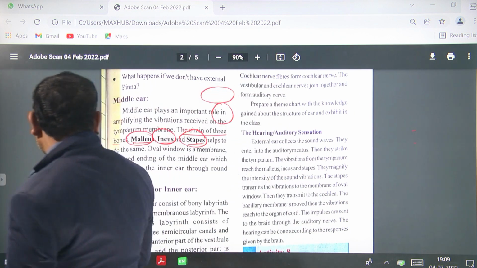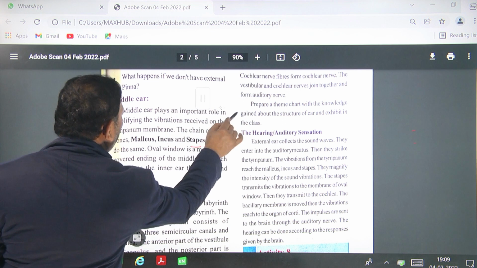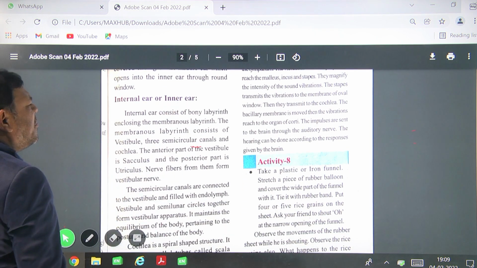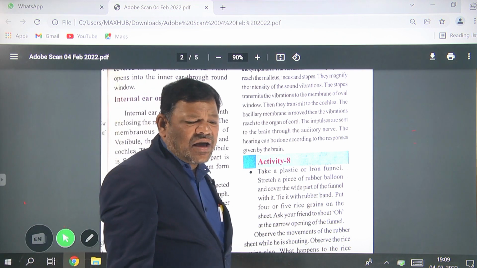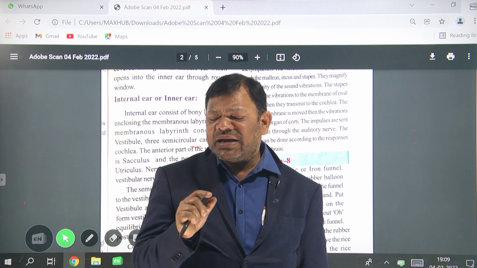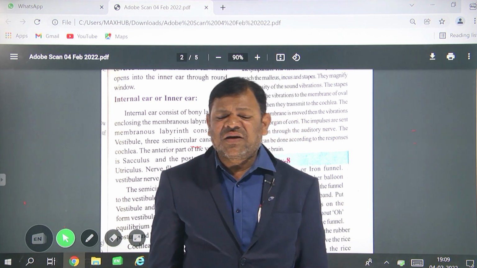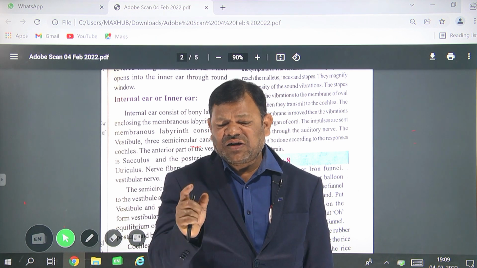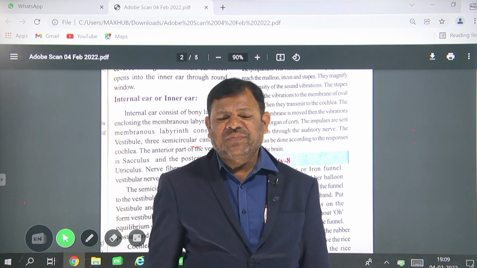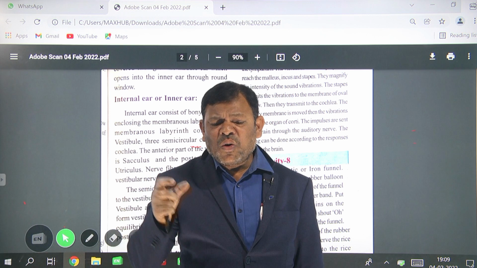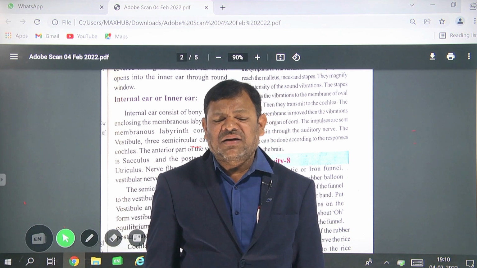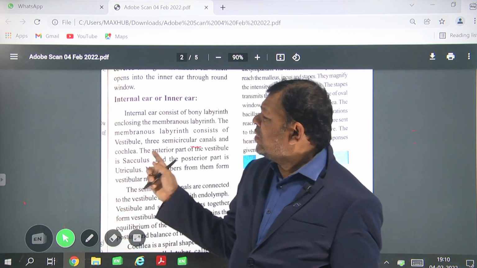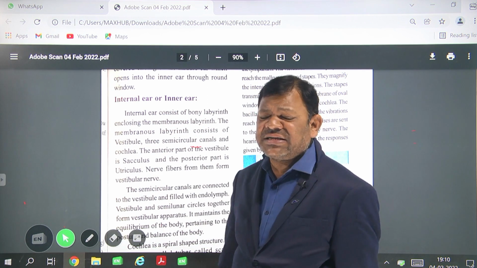Now coming to the inner ear, the third one. How many ears are present? Three: the external ear, the middle ear, and the internal ear or inner ear. What is the function of the ear? The first function is hearing. The second function is to maintain the equilibrium and balance of the body of the organism. The inner ear is the major part working on this balance and hearing.